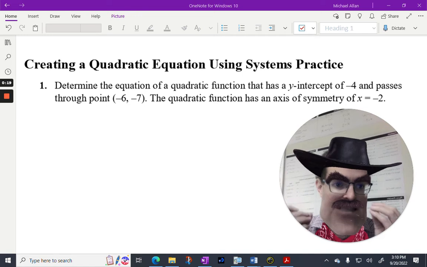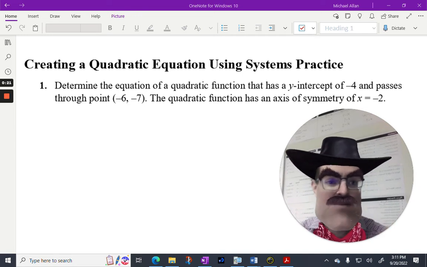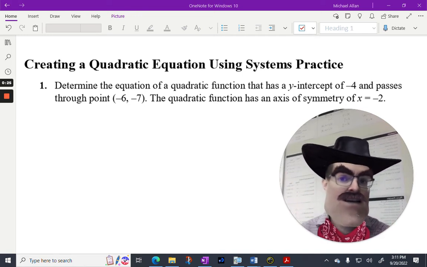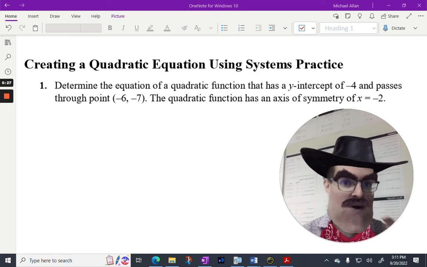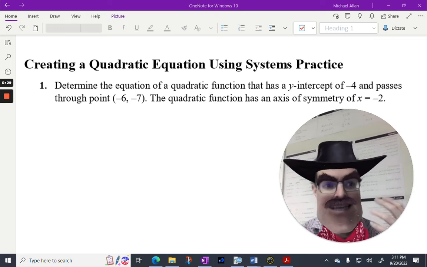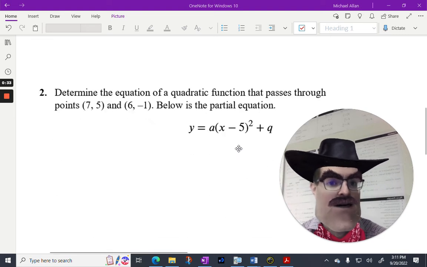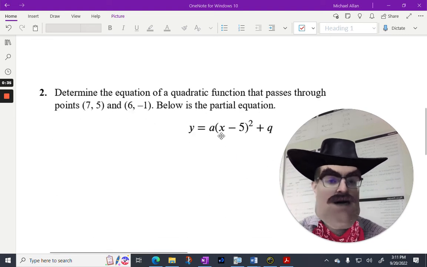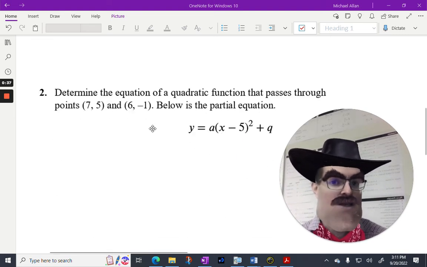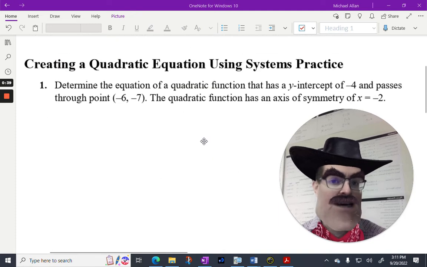So I'm specifically saying in this question you have to use systems, but sometimes I don't have to say that to you. We're just trying to create an equation that fits through some very specific points, but they only give us one key piece of the characteristics. They give us the axis of symmetry, or like in the next question, they just literally give us part of the equation, but we're missing two things. So we have to figure out how to solve that.